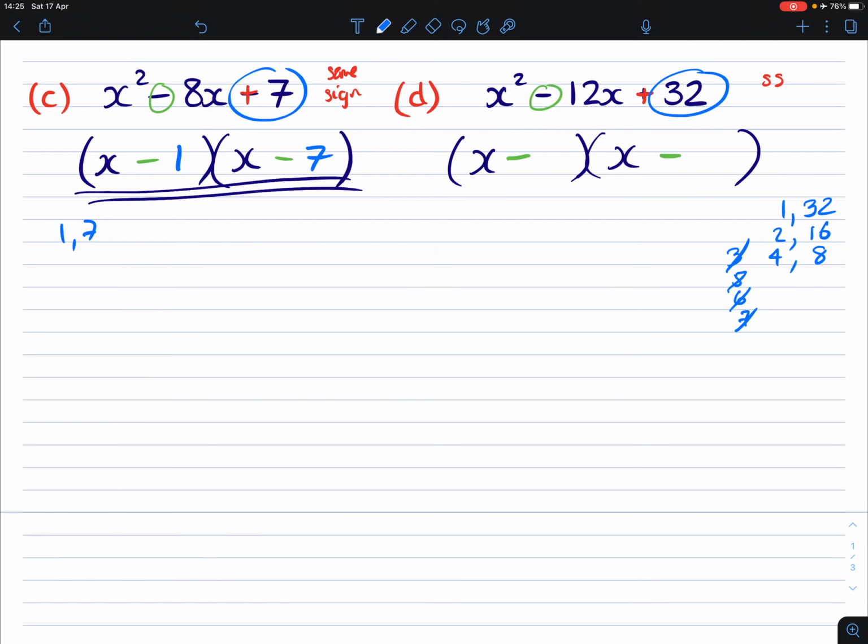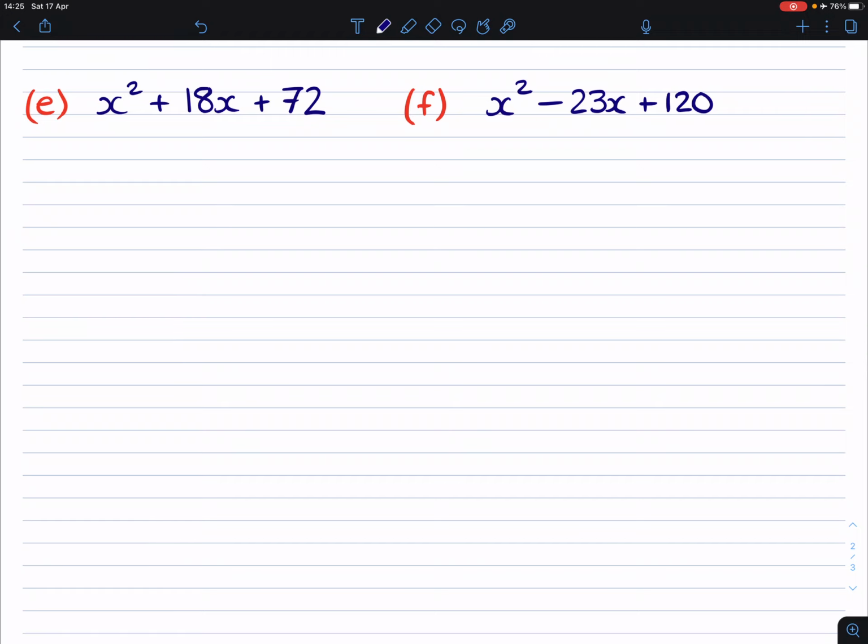Go through the motions. 1 and 32, if we add them together, will not make minus 12. We then try 2 and 16, put them in, you'll get minus 18, so that's not right, leaving us with 4 and 8. If we have a minus 4 and a minus 8, they will add together to make minus 12, and that's us fully factorized.